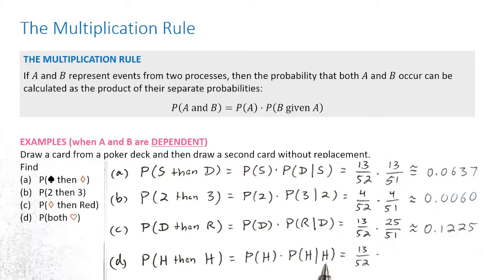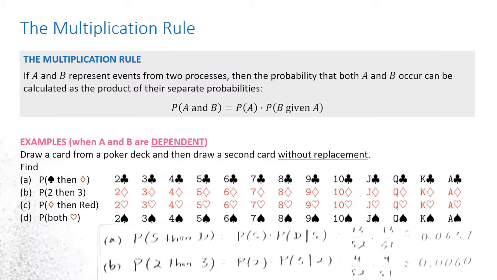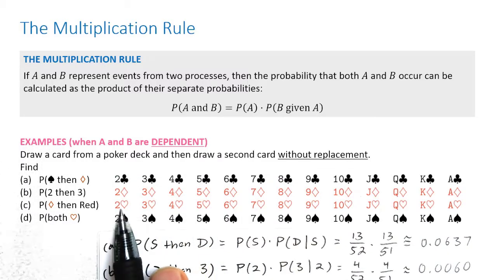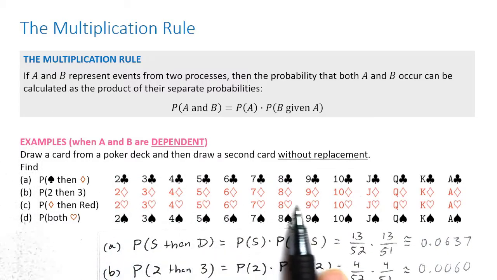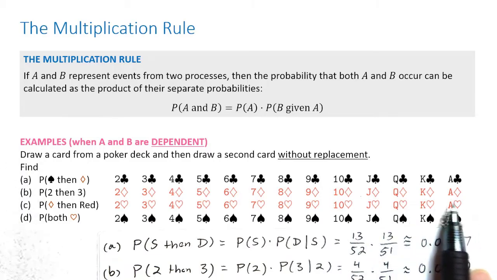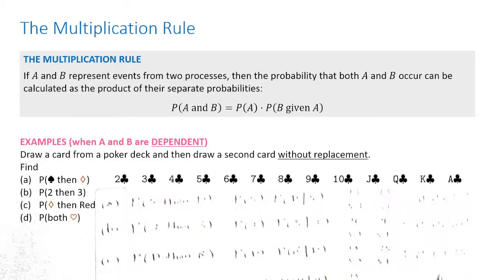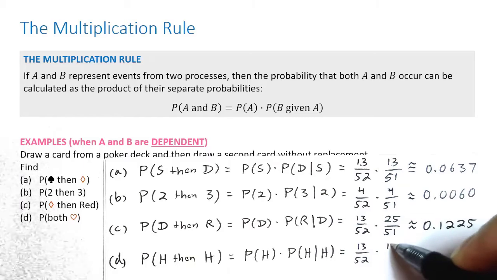Now, what's the probability of getting another heart, given that I already got a heart, right? Well, how many hearts are left? I already drew a heart, so there's no longer 13 hearts in the deck. Now there's only 12. So there's only 12 hearts remaining.